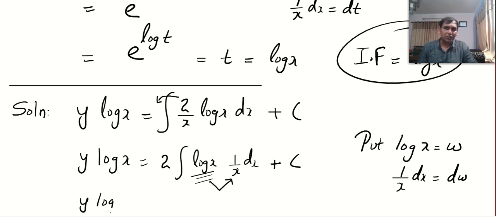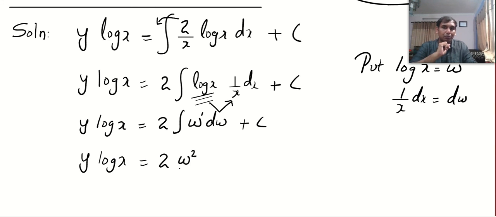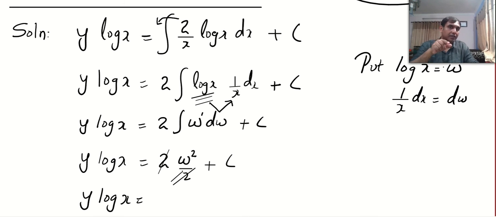So we are almost near the answer. That will be 2 into integral. What is log x? w. And what is 1/x dx? dw, plus c. And that gives me y into log x is equal to 2 into, what is the integration of w to the power 1? w squared by 2 plus c. That's it. So we get y into log x, and w is actually log x, so we get (log x) the whole squared plus c. And if you want, you can find the value of y.